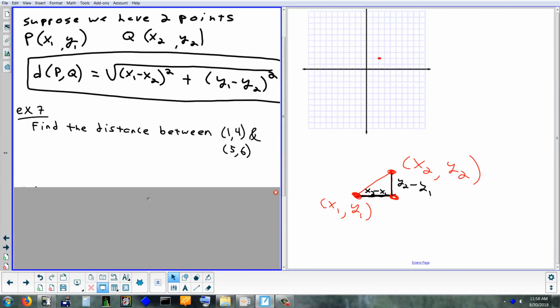So Tori, could you set up my distance formula for me to find the distance between (1, 4) and (5, 6)? Yeah, open parentheses 1 minus 5 close parentheses squared plus open parentheses 4 minus 6 close parentheses squared. And when we do that out, 1 minus 5 is negative 4. Squared is 16. 4 minus 6 is negative 2. Squared is 4. And I get the square root of 20.